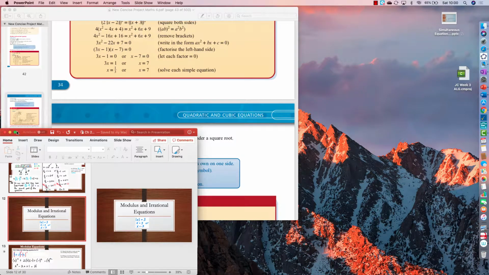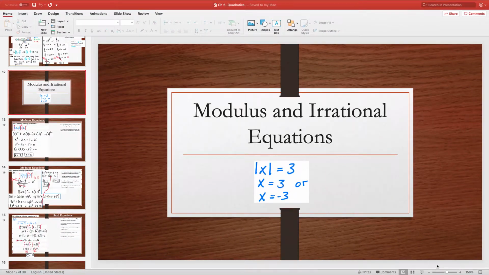Let's look at this week's stuff. Modulus.